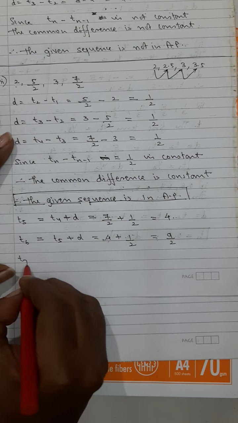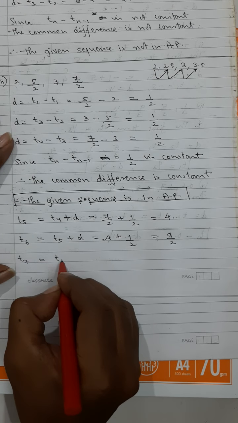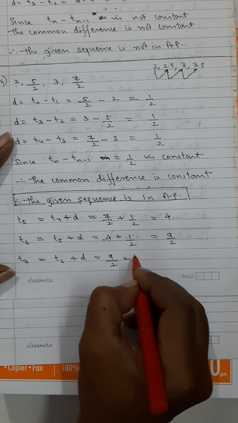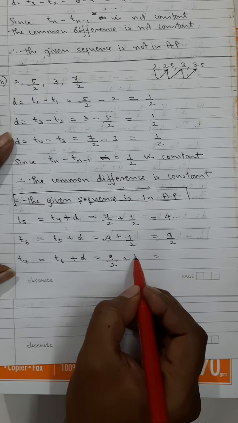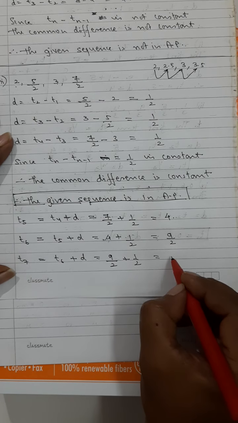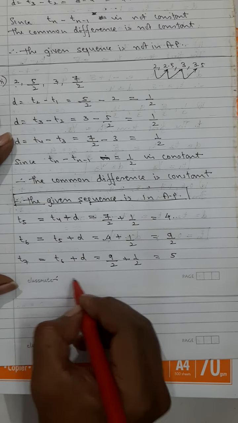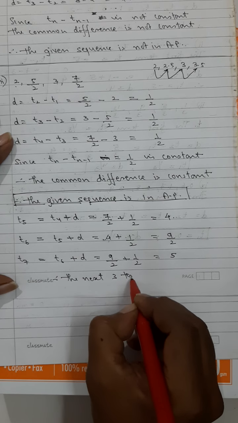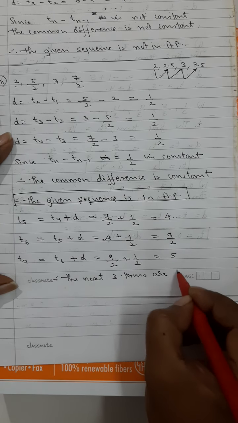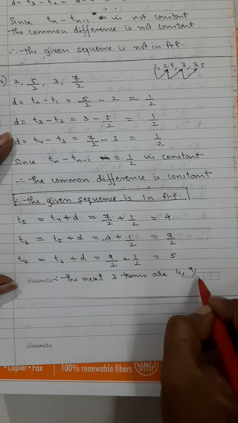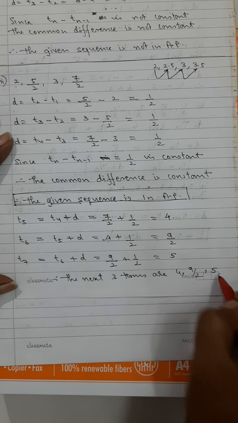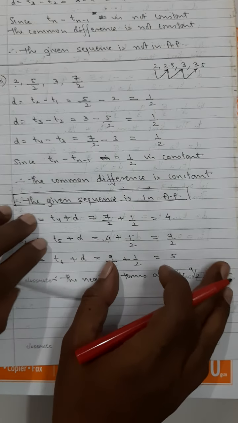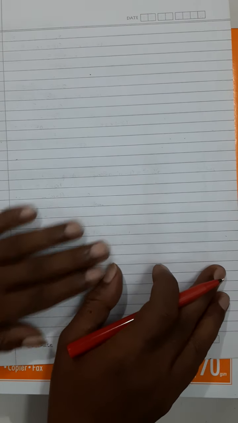Fine. Then T7 is equal to T6 plus D. T6 is 9 upon 2 plus half. This will give 9 plus 1, 10 upon 2, and 10 upon 2 will be 5. Therefore, the next 3 terms are 4, 9 upon 2, 5, and this will go on. Fine. This way we have finished question number 2.